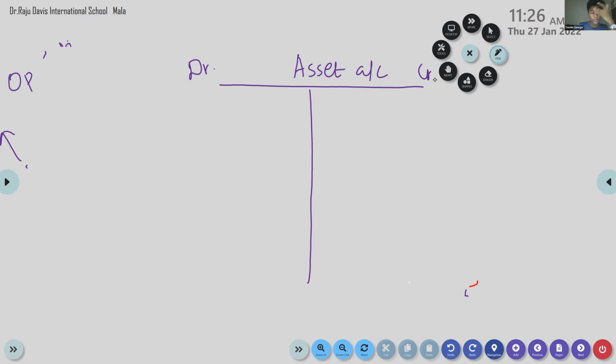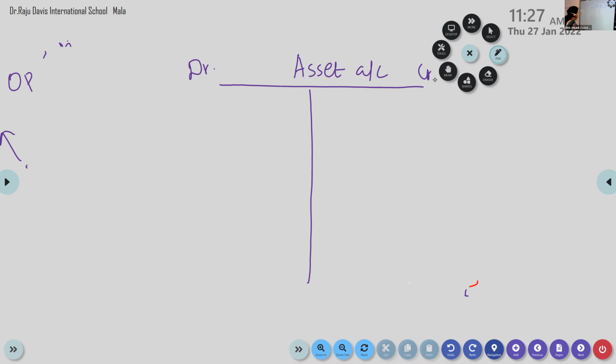What is the nature of asset account? It is an asset. So what balance will an asset have? Debit balance. Okay, debit balance. Asset will always show a debit balance.